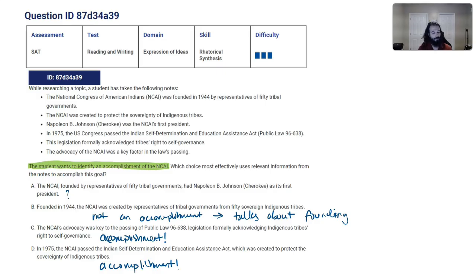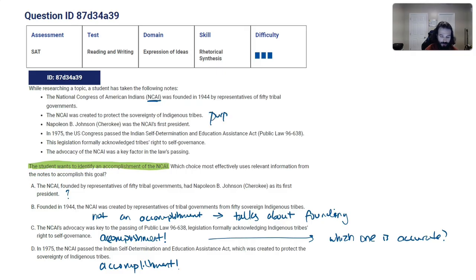So now what's going to end up happening is we have to check to see which one is accurate. So we do have to read the notes. So let's take a look. The National Congress of American Indians, cool, now we know what the NCAI is, was founded in 1944 by representatives of 50 tribal governments. Okay, the NCAI was created to protect the sovereignty of indigenous tribes. Okay, that was the purpose, right? That's why it was created.